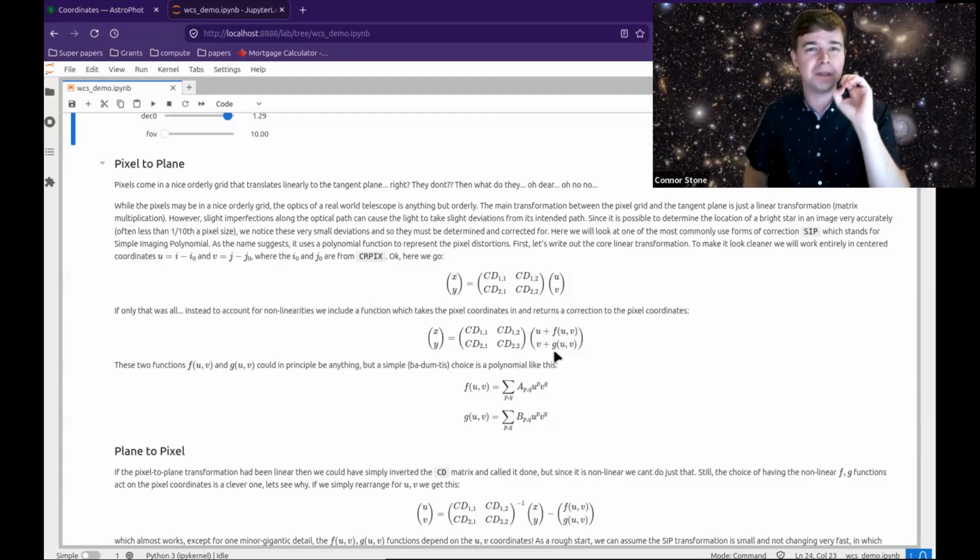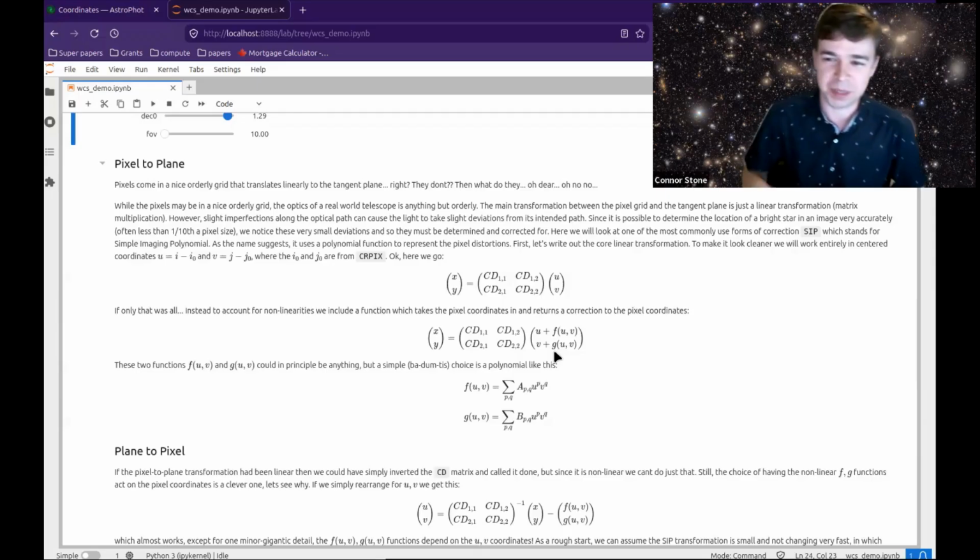it's at 5.01 or something like that, and then 5.11 or whatever. And then you do your CD matrix transformation from those distorted pixel coordinates into your tangent plane.